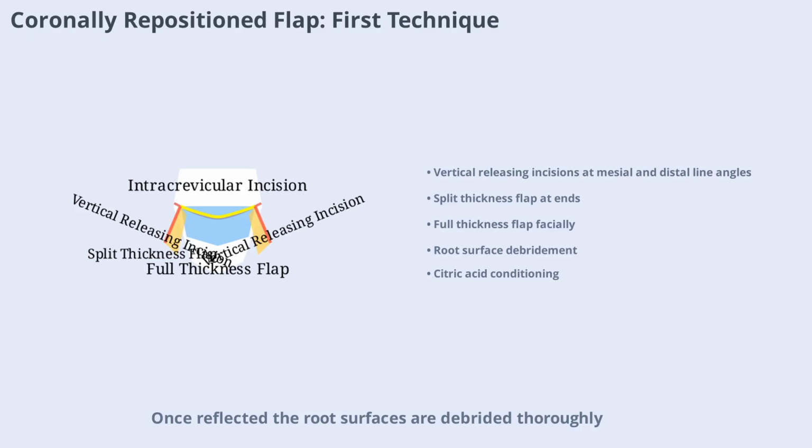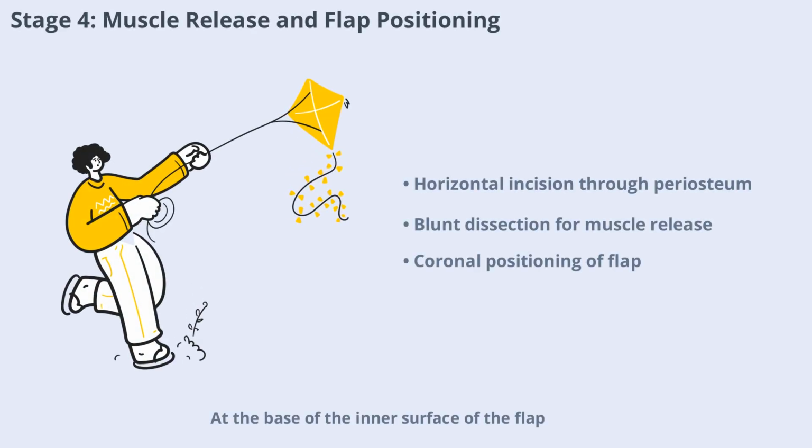Once reflected, the root surfaces are debrided thoroughly and citric acid may be used for conditioning. At the base of the inner surface of the flap, approximately 3 mm apical to the dehiscence, a horizontal incision is made through the periosteum, followed by blunt dissection into the lining mucosa to release muscle tension. This allows the mucosal graft to be easily positioned coronally at the level of the cemento-enamel junction. Proper muscle release is essential for tension-free adaptation and successful healing.